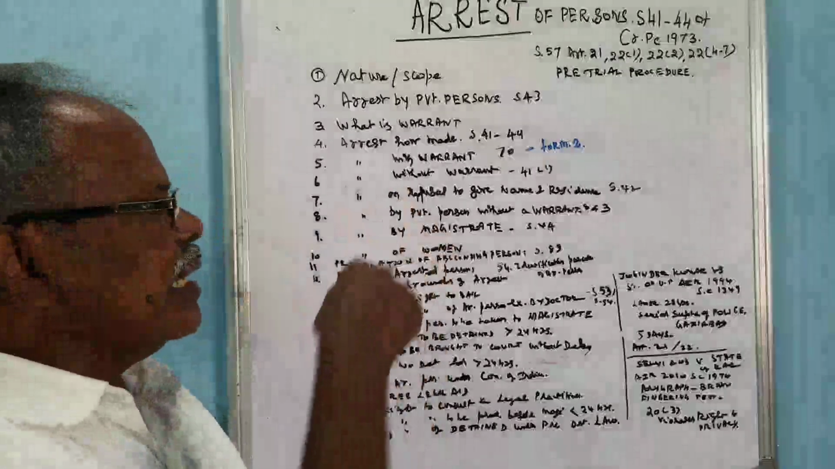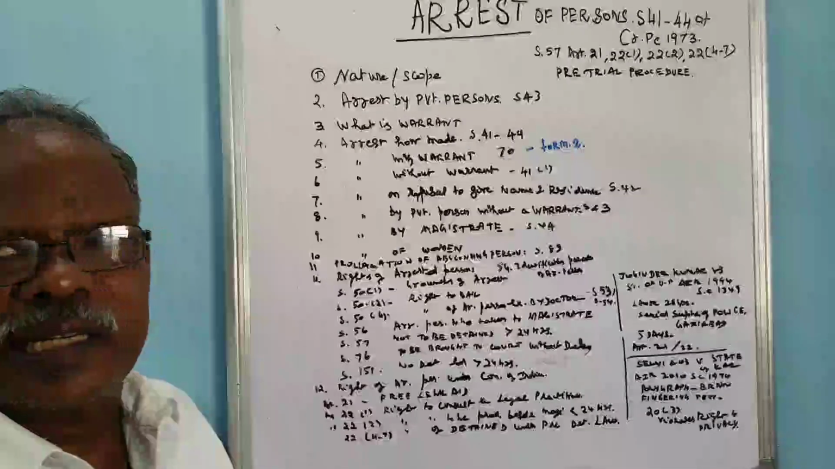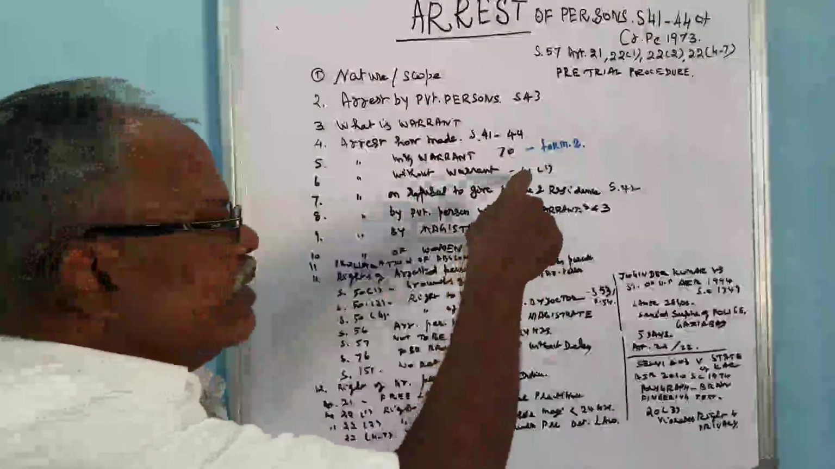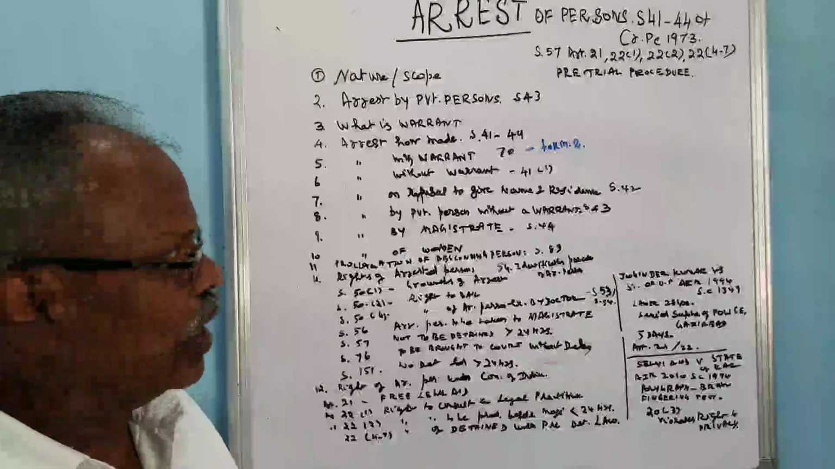Then even without a warrant, arrest can be made. That provision has been laid down in section 41, subsection 1 of the Criminal Procedure Code.